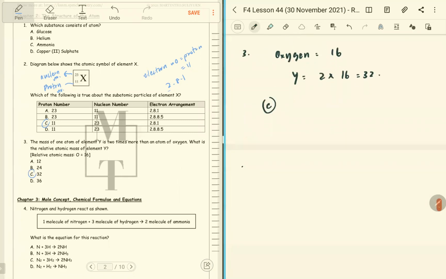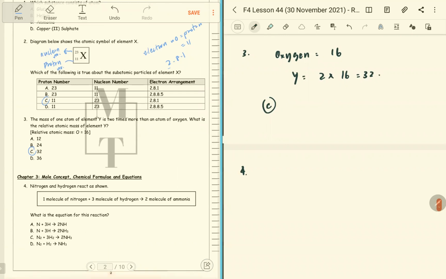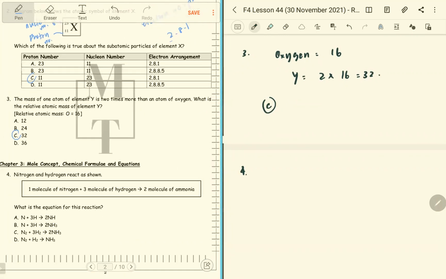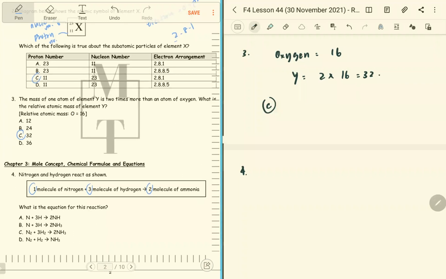Okay, number 4. Nitrogen and hydrogen react as shown. 1 molecule of nitrogen plus 3 molecules of hydrogen is going to give us 2 molecules of ammonia. These numbers here are your mole ratio. So we can start off with a shortcut. Just look at the numbers, whichever doesn't have the same ratio, you can straight away cancel out first. I'm looking at 1, 3, 2. So I can straight away take out this one, which is 1, 1, 1. So that one is wrong already. For the rest, we have to take a look.